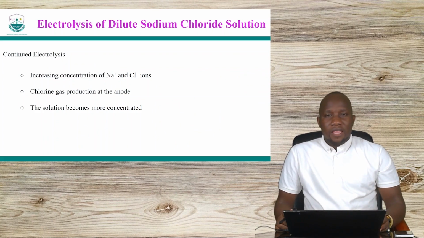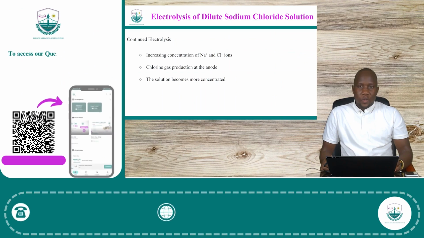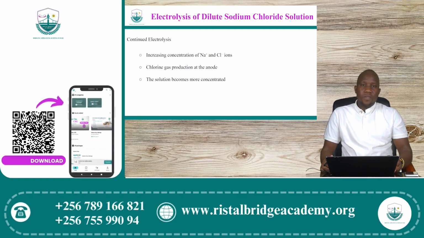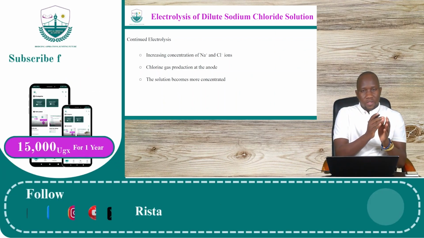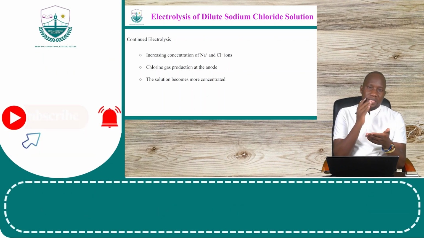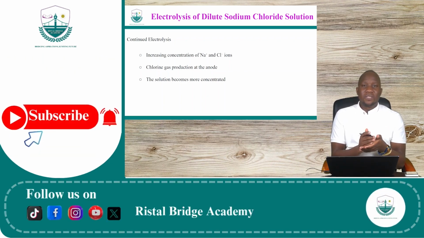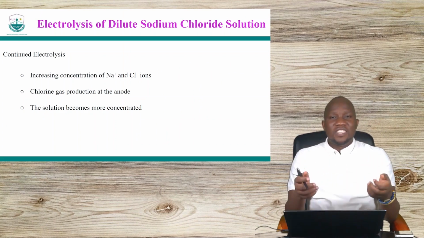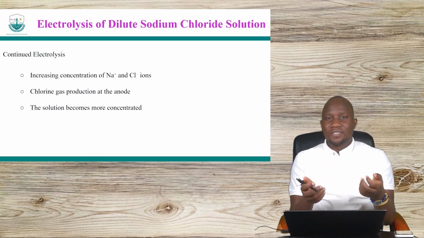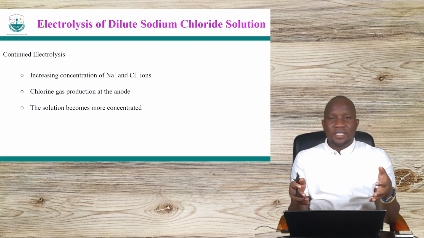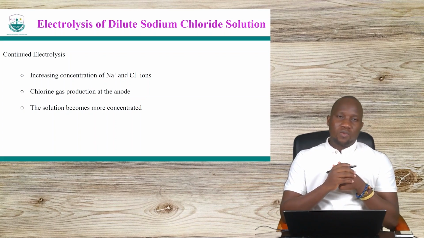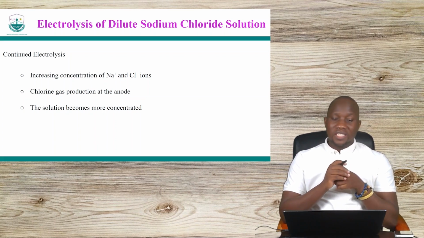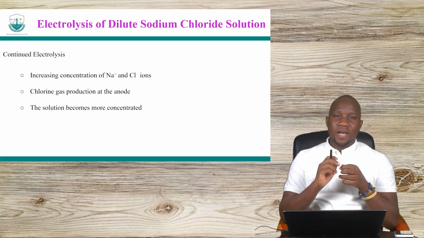Now, one of the silent things that is happening with this electrolysis is that the concentration of the sodium ions and the chloride ions is increasing, because actually it is the water that is being used up in this electrolysis. So as water is being used up, the concentration of these ions is actually increasing. That is one thing that happens.